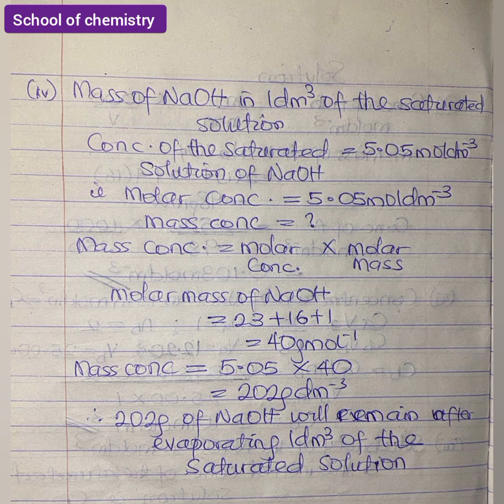So what's my molar concentration? That's 5.05. So my mass conc will be 5.05 multiplied by the molar mass. You must show how you get your molar mass, with the correct unit. So 23 plus 16 plus 1, which is equal to 40 gram per mole. So in the end, our mass conc will be 5.05 multiplied by 40. That will give me 202 gram per dm cube. So this statement simply means I have 202 grams of NaOH in 1 dm cube of the saturated solution. That's it for question 4.